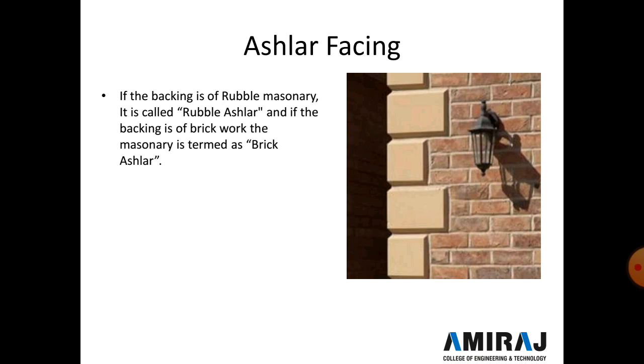So Ashlar facing is the best type of Ashlar masonry, since this type of masonry is very expensive and it is not commonly used in wall construction, except in work of greater importance of strength. So for economy the facings are built in Ashlar, the rest is rubble.